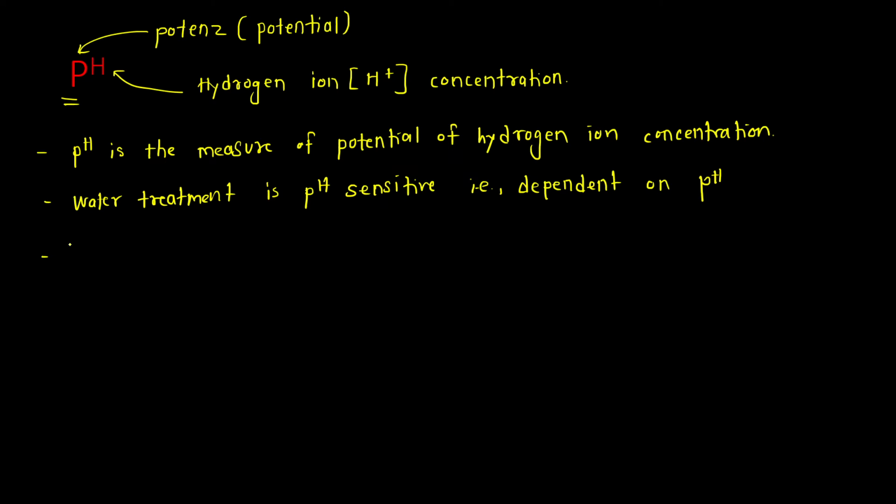For what purpose is pH used? pH is used to find out the nature of water. Nature of water is determined by using pH. Now how to measure this pH? This pH is measured by an instrument called a potentiometer.